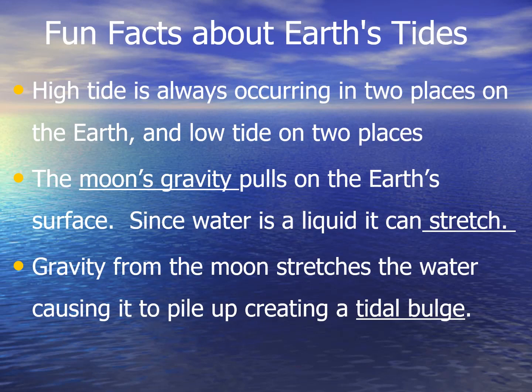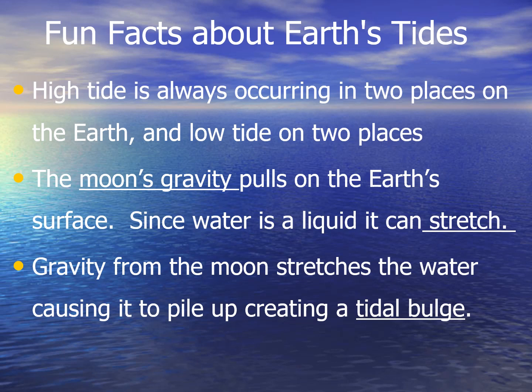A couple fun facts about the Earth. High tide is always occurring in 2 places on Earth at the same time. And low tide is always occurring in 2 places too. So they're kind of opposites. If it's occurring here, straight across the other side of the Earth, they're also having a high tide. If we're having low tide here, again, straight across the other side of the Earth, we'd be having a low tide. The moon's gravity pulls on the Earth's surface, but since the water is a liquid, it kind of stretches. Our ground can't stretch, but the water can sort of stretch and move more than the Earth's surface, and that's why we have the tides.